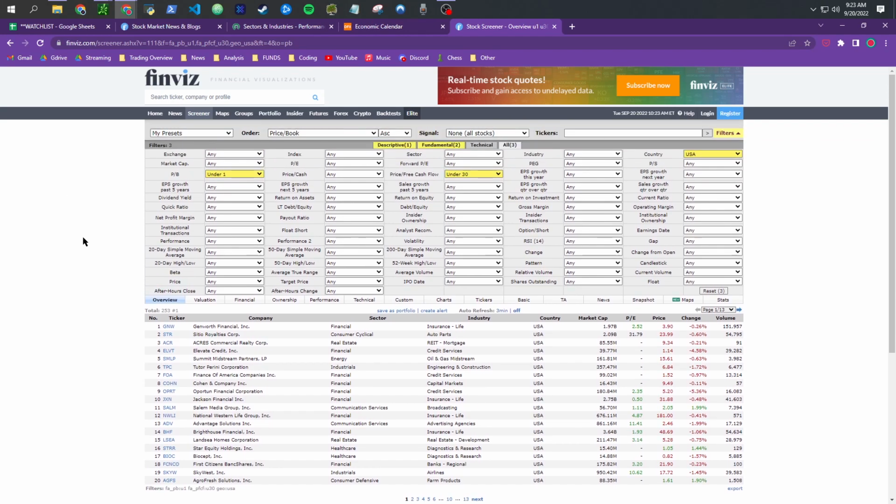So Finviz is probably one of the best go-tos for me. And you've got a whole bunch of options here, even for you technicals guys. I don't really use the technicals filters, but I'm just pointing out there are plenty of different ways to screen for stocks here. So that could probably be the primary way to screen for stocks, just because of how many features you have.